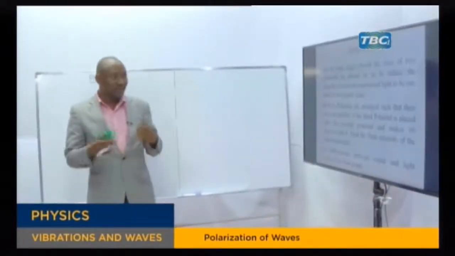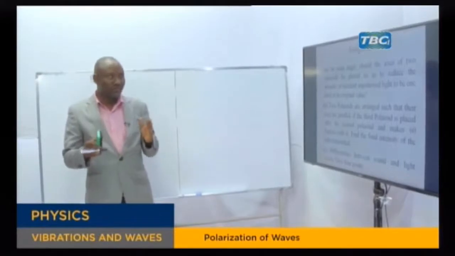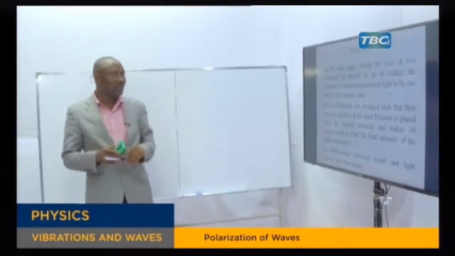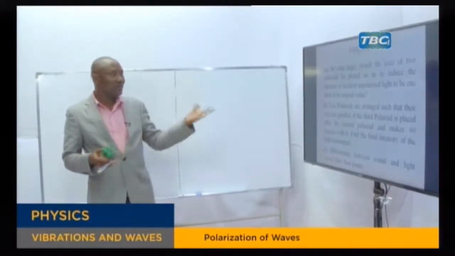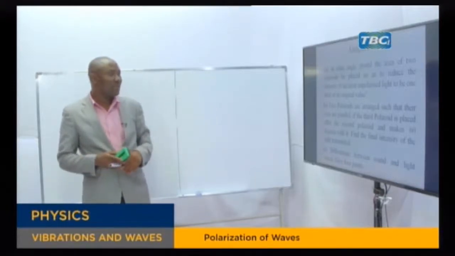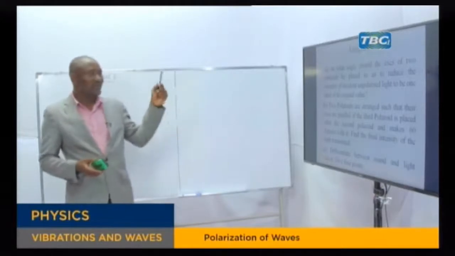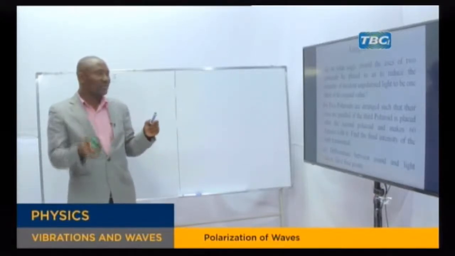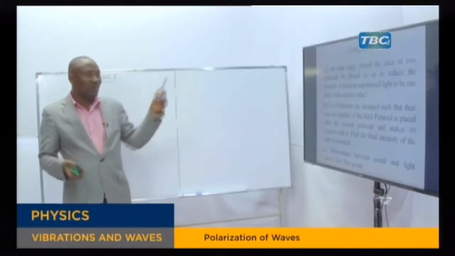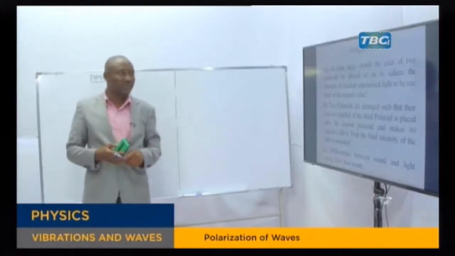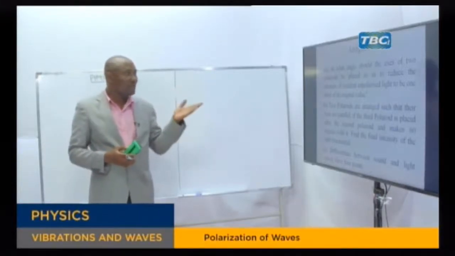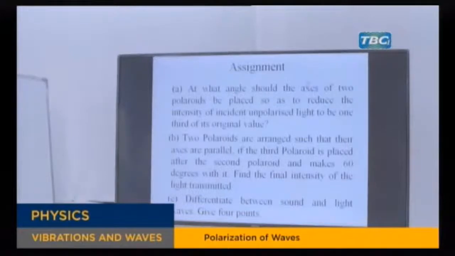We are looking at what angle we should make these two polaroids, which are oriented, we don't know how, so that the intensity, which we know from our discussion decreases when the angle increases, when it rotates, until it is 0 when the two axes are at right angles. So how do you find that angle? Step number 1, you draw the diagrams.